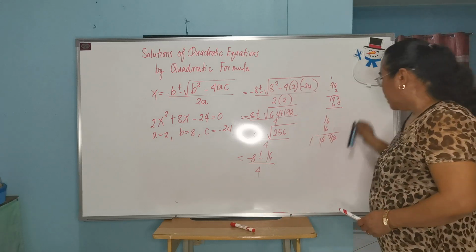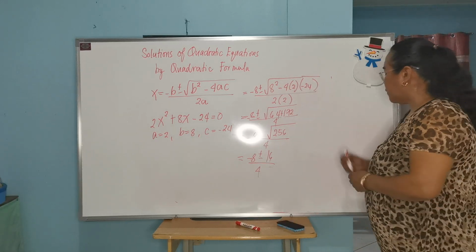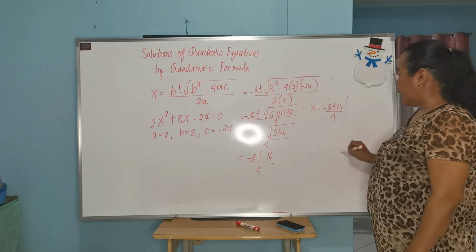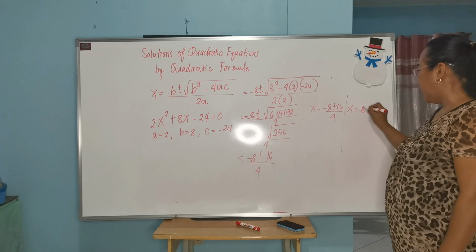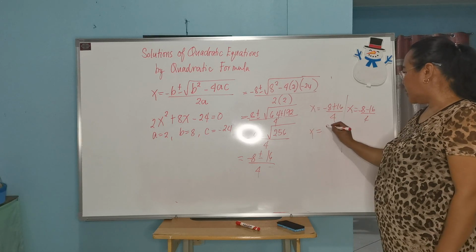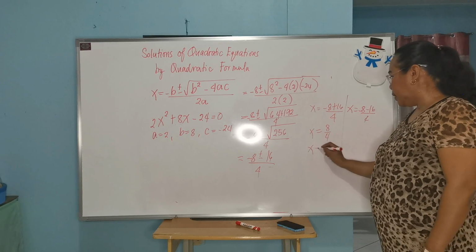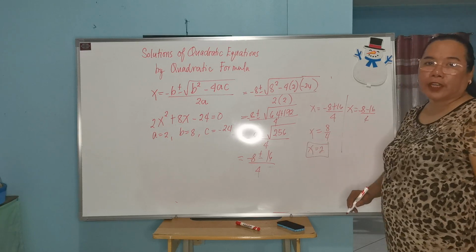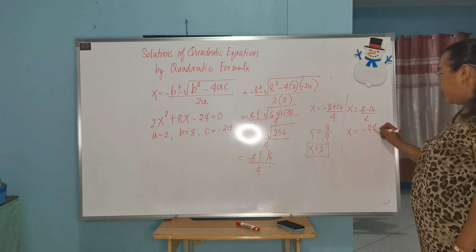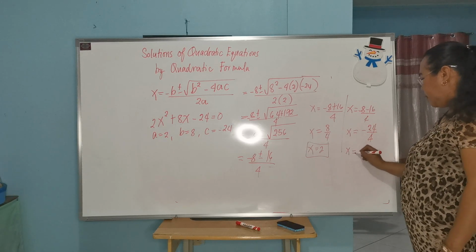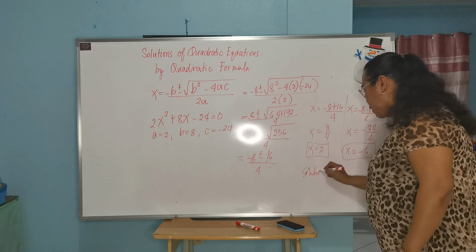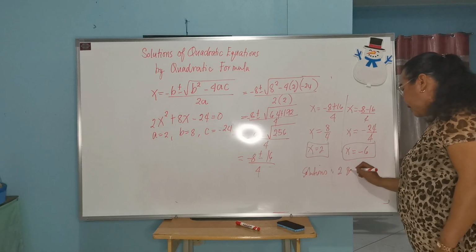So we have now the values of x as negative 8 plus 16 over 4, and the other one is negative 8 minus 16 over 4. So x now is equal to 16 minus 8 is 8 over 4. So x is equal to positive 2. That is the first value of our x. The second value would be negative 24 over 4. So x now is equal to negative 6. Therefore, our solutions are positive 2 and negative 6.